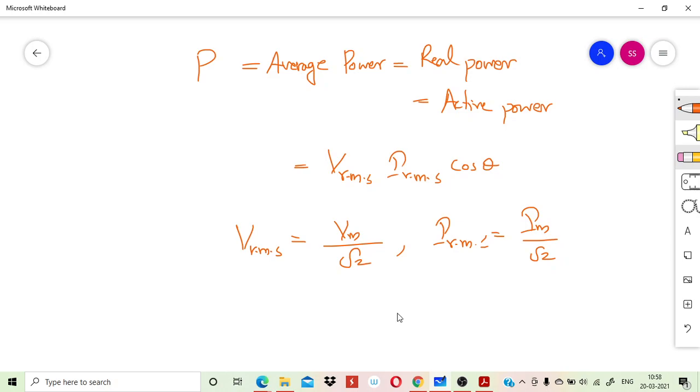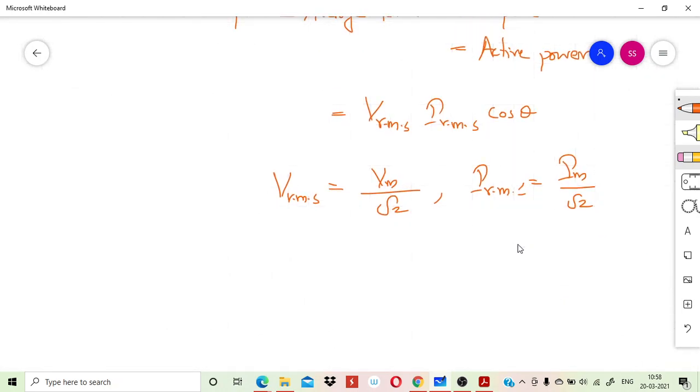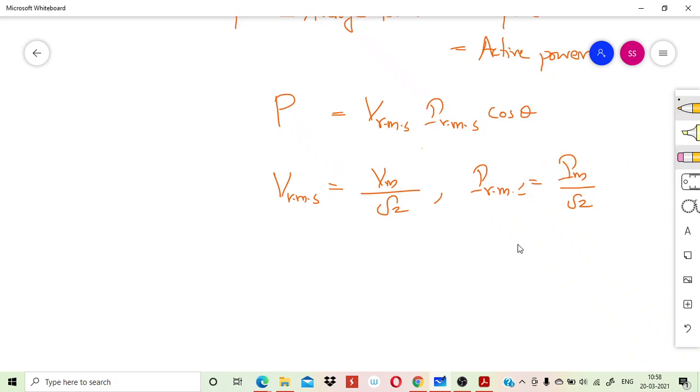Another term is related to this. We have the average power equation like this, and this term corresponding to the multiplication, that is VRMS into IRMS, is known as another power, and that is called the apparent power. Apparent power.